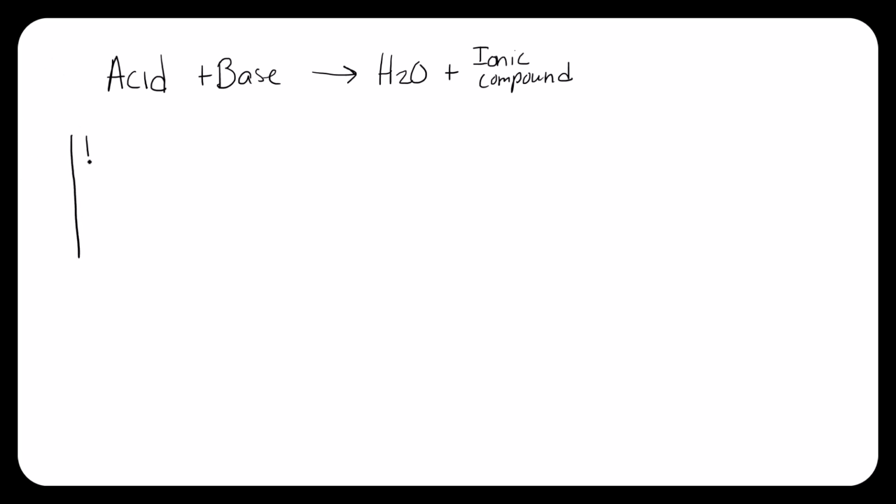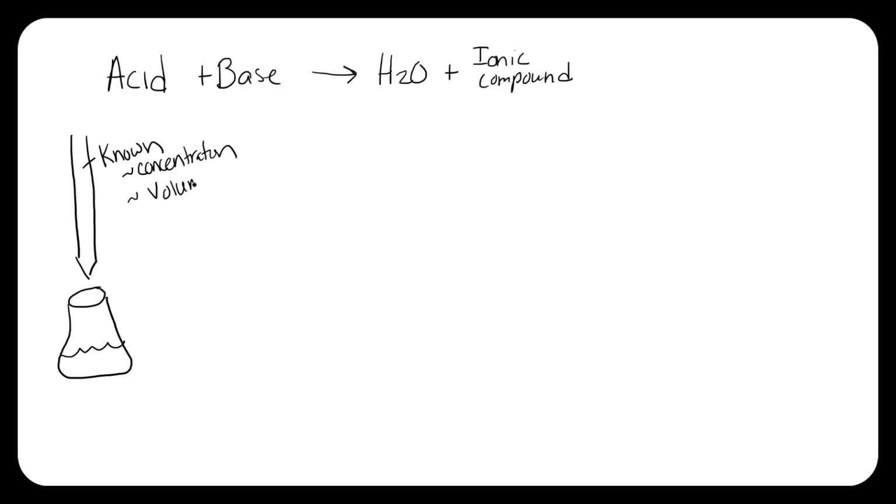So the picture that we draw, we've got our burette, and then we've got some sort of flask. In the burette is going to go whatever we know the concentration of. So this is going to be our known. Why is it our known? Because we'll know the concentration, and we'll also know the volume, how much we put in.